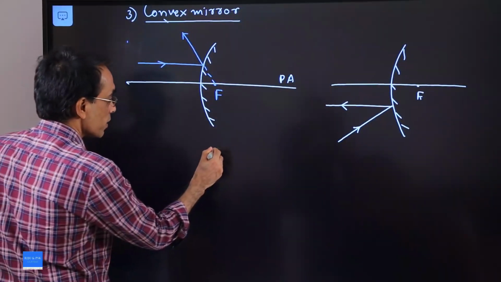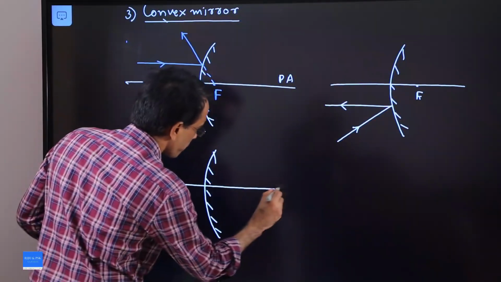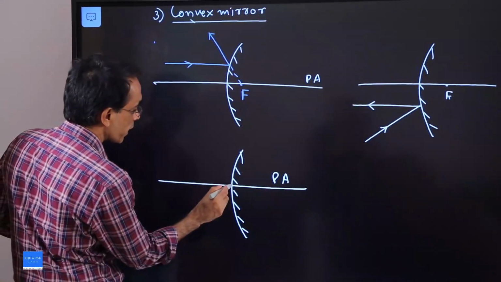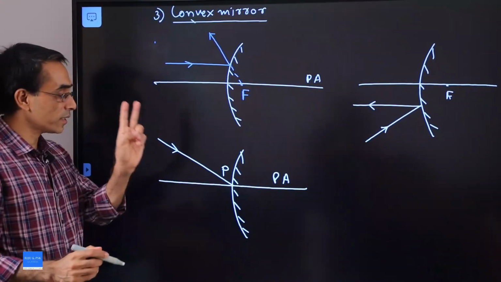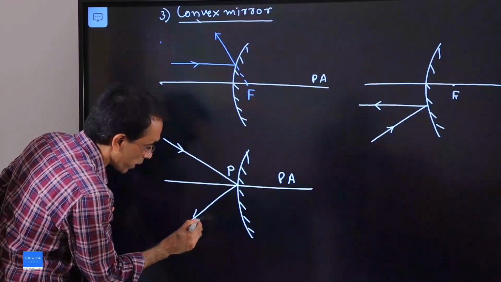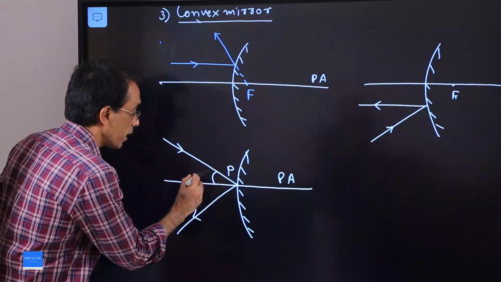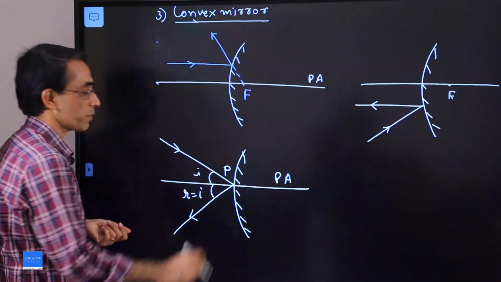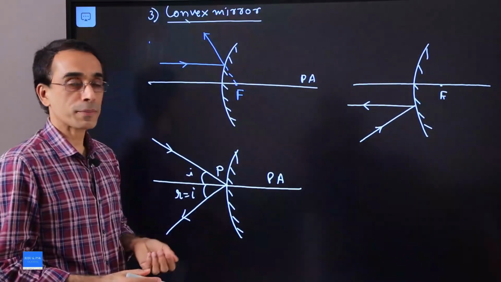Next one, same convex mirror, principal axis. What will happen if a light ray falls at the pole of the mirror? Just like the case of concave mirror, this will also reflect making equal angle. This is the angle of incidence, this is the angle of reflection, which should be equal to the angle of incidence because this is the normal. This principal axis is the normal.